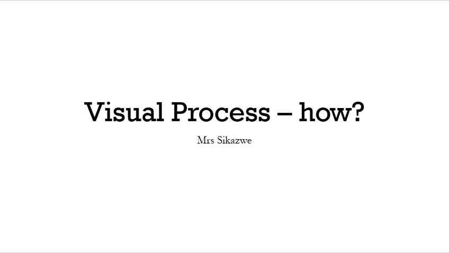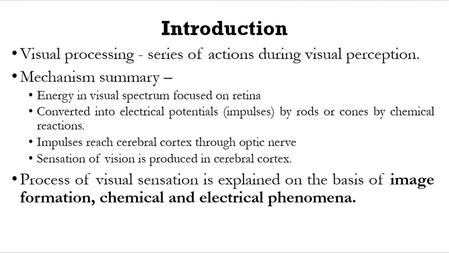All right, so we are going to look at the visual process. How do you see? The visual process itself has several mechanisms that occur in order for your brain to perceive what you are seeing externally. And these include, first of all, the energy that is in the visual spectrum will be focused on the retina. So you need the image focusing mechanism.